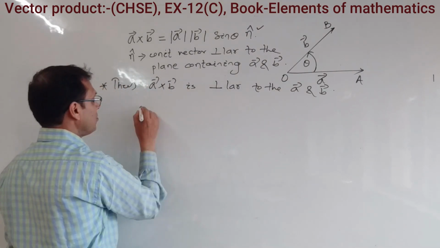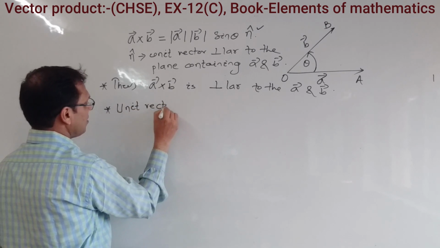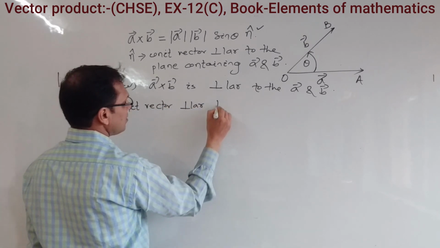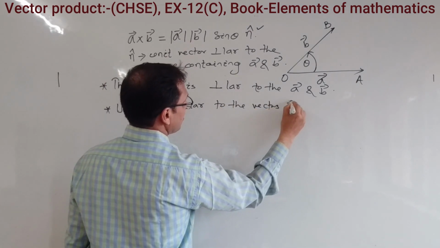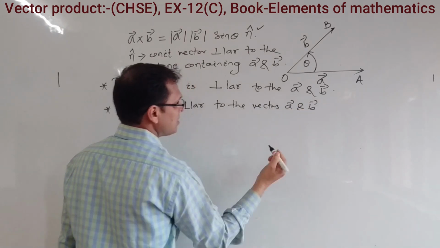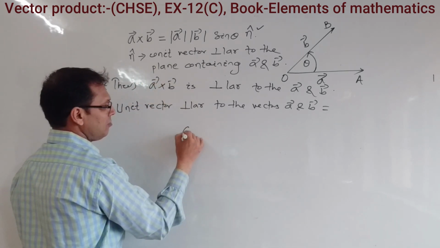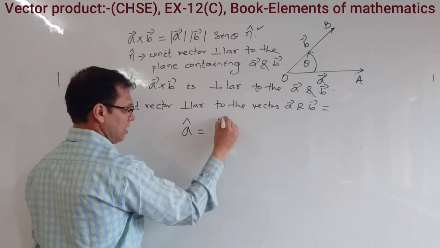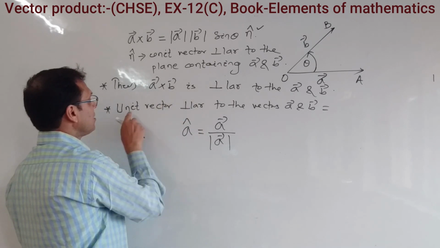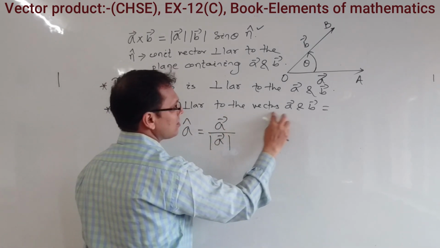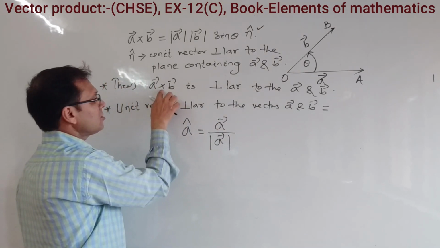Suppose you have to find the unit vector perpendicular to the vectors a vector and b vector. That means you have to find the unit vector of a cross b. All of you know that the unit vector of a is equal to that vector divided by the magnitude of that vector, isn't it? So you have to find the unit vector perpendicular to both the vectors a and b. Which one is that vector? That vector is a cross b, that is a cross product b.